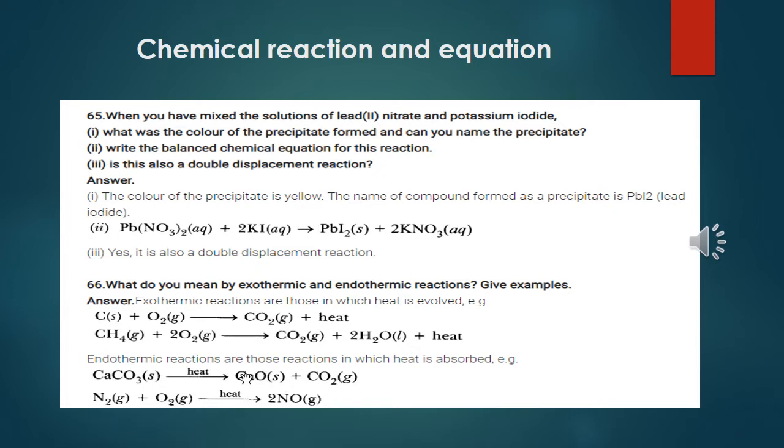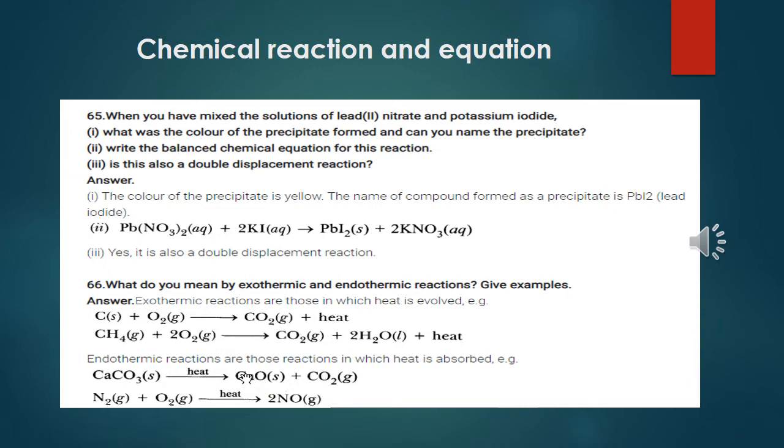If you notice this reaction, you can observe that lead displaces iodine, and iodine displaces nitrate, or we can say both have exchanged ions. So we can say it is a double displacement reaction.